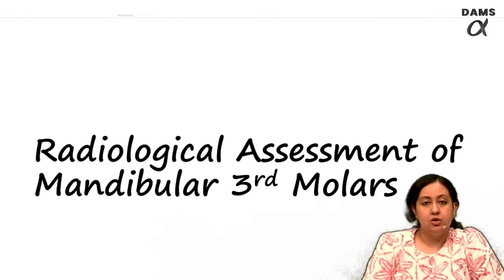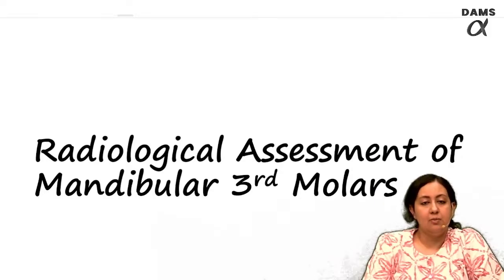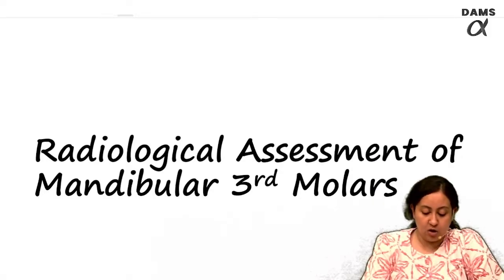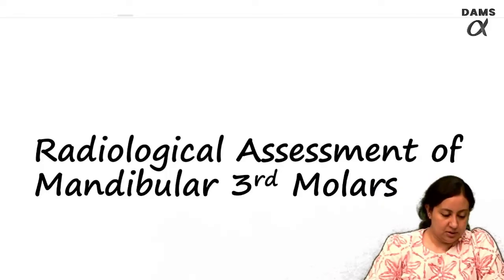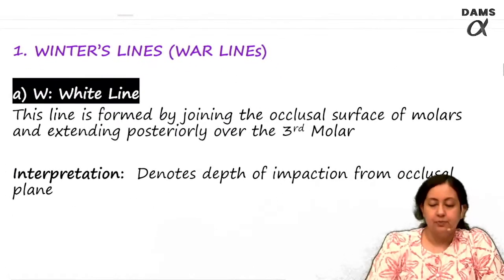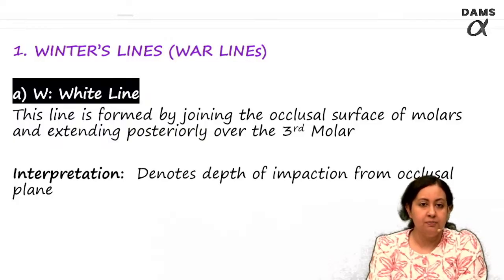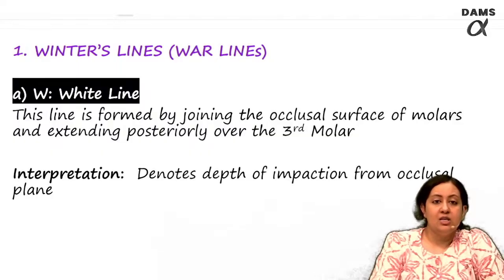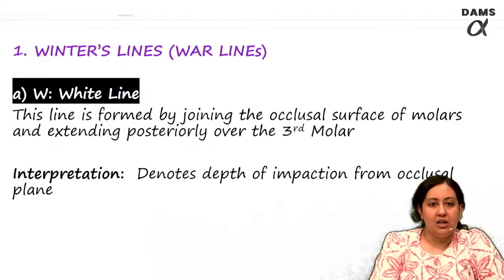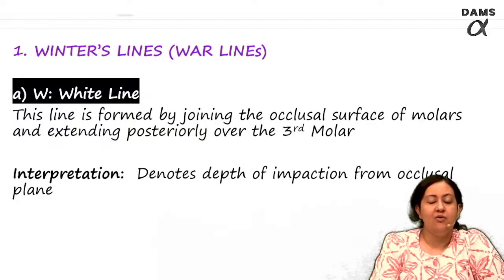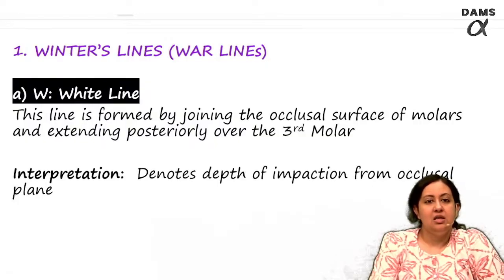Now let's come to another important aspect of this topic, that is radiological assessment of mandibular third molars. There are two aspects that come under radiological assessment. Let's look at the first one first. There's something known as Winter's lines or WAR lines, where WAR stands for W for white, A for amber, and R for red. These lines tell us about the difficulty and depth of impaction. Let's see them one by one.